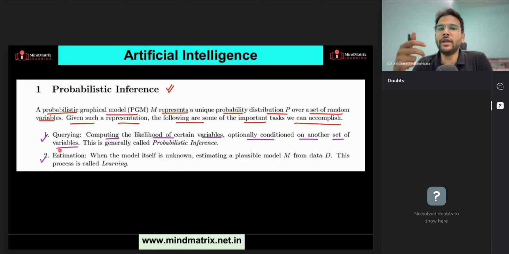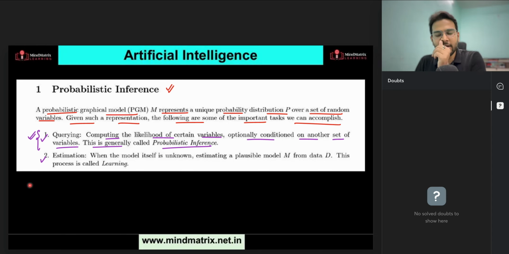So basically we are trying to infer the probability of certain variables given another set of variables. This is generally called probabilistic inference. So we have used those models, that is the hidden Markov model, for that. Okay. And estimation: when the model itself is unknown, estimating a plausible model M from data D, this process is called learning. So we also talked about learning in the previous lecture. They are part of these probabilistic models that we have studied.